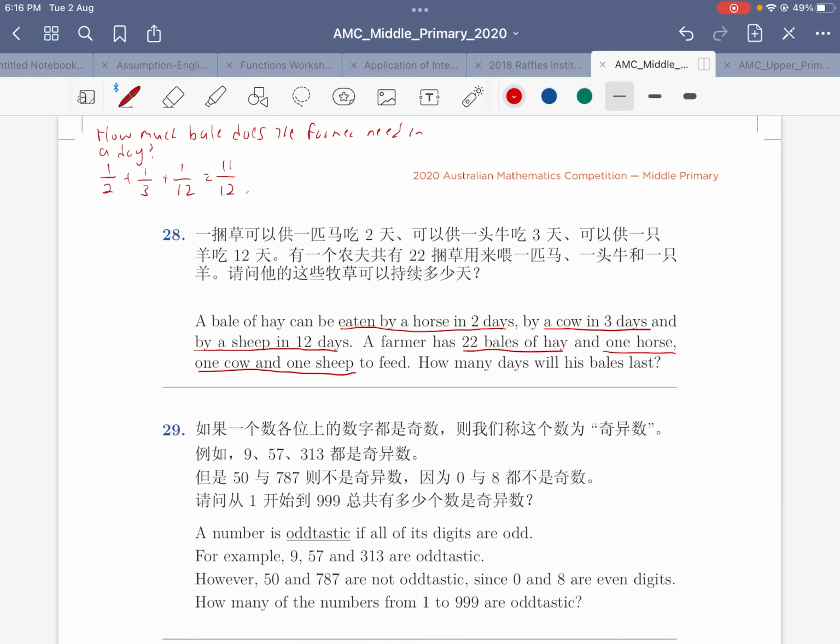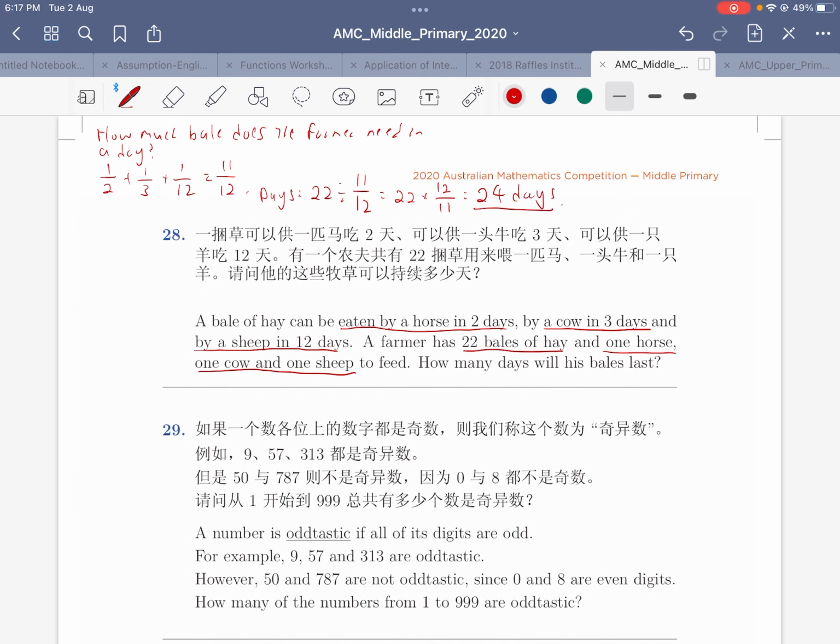Now what's next? Well, Teacher Chi knows that the farmer has 22 bales of hay, and each day 11/12 of a bale of hay is consumed. So naturally, the number of days will just be equal to 22 divided by 11/12. And going by our fraction division logic, we'll convert it to multiplication, we'll reciprocate, and we'll get 24 days.